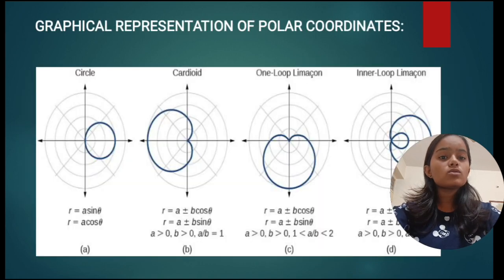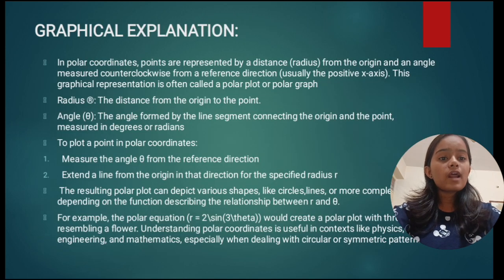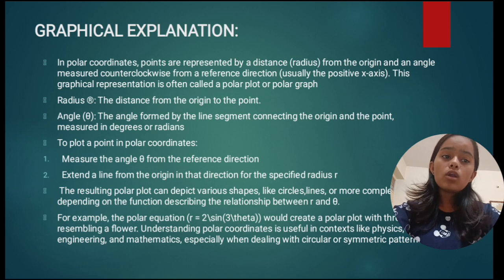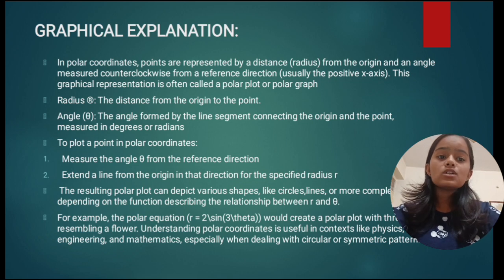Angles in polar notation are generally expressed in either degrees or radians. So next let us move on to the graphical representation of polar coordinates. In polar coordinates, points are represented by a distance from the origin and an angle measured counterclockwise from a reference direction. This graphical representation is often called a polar plot or polar graph. Next, what is radius? The distance from the origin to the point. Next, angle. The angle formed by the line segment connecting the origin and the point, measured in degrees or radians.